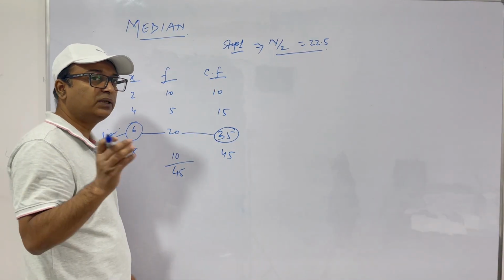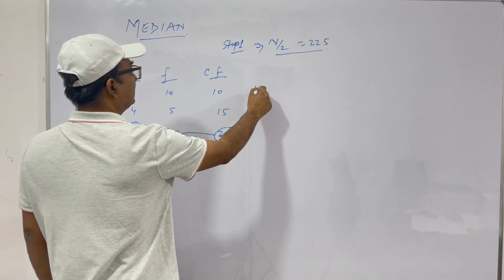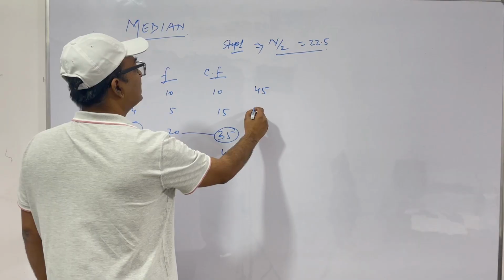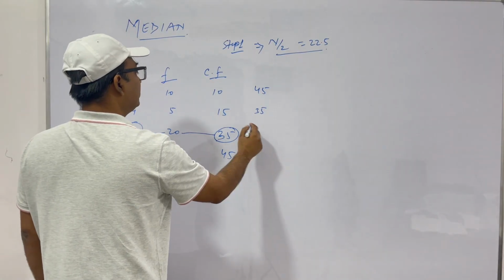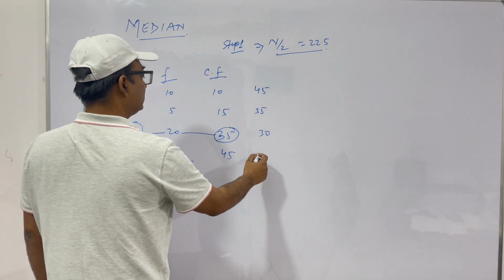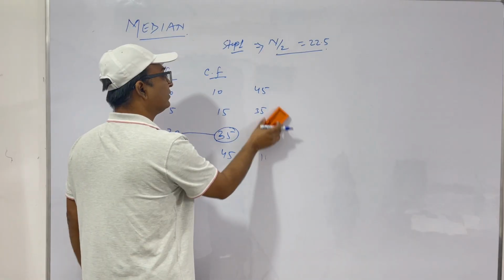We can also find cumulative frequency for greater than. How? This will be 45 here, that is all the data above this value. Then 45 minus 10, that is 35. Then 35 minus 5, that is 30. 30 minus 20, that is 10. So this is the greater than cumulative frequency.